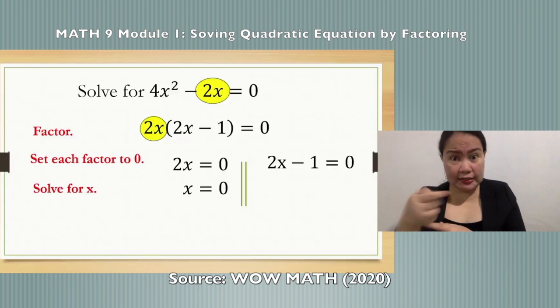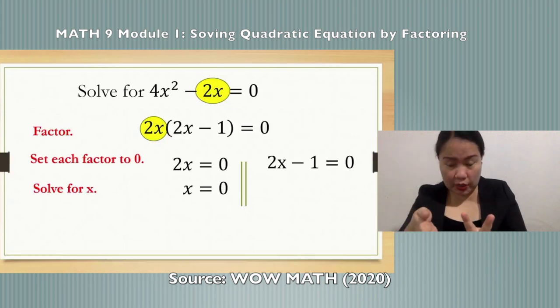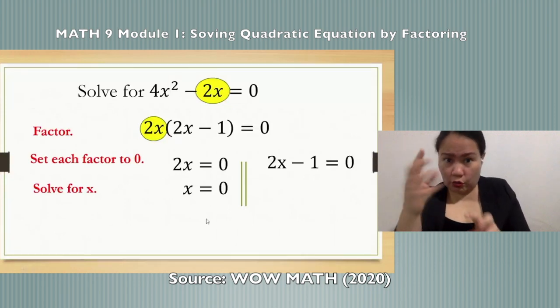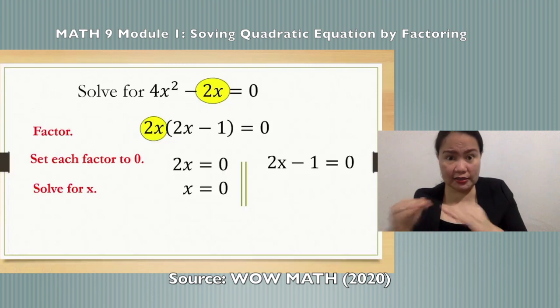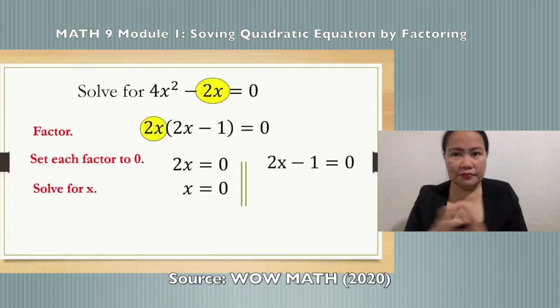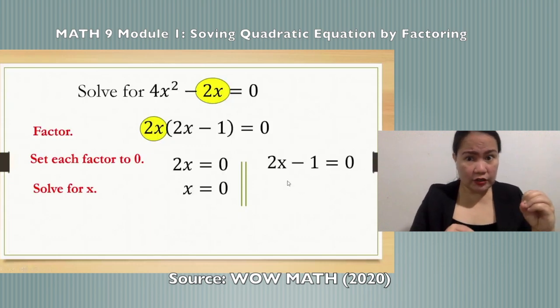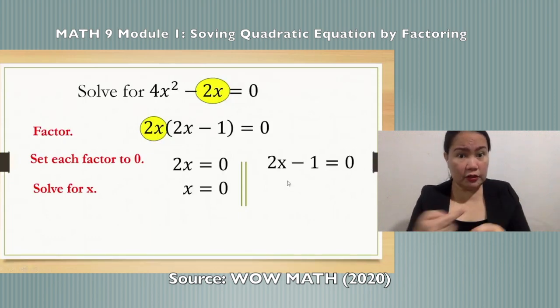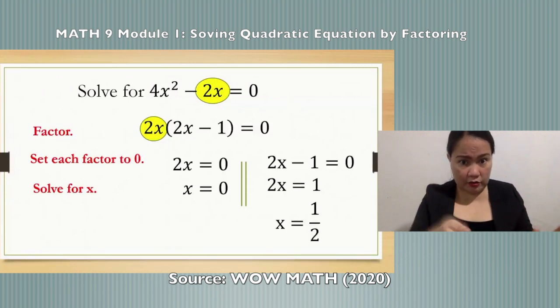Since kanina sinabi ko na kapag ang equation in the form of ax squared plus bx is equal to 0, ang laging value ng isang x nyo ay 0. So ito, 2x minus 1 is equal to 0. So, lipat muna natin si negative 1 dun sa kabila. Kaya magiging equation nyo dyan, 2x is equal to positive 1. And solve for x, the answer is 1/2. Okay.